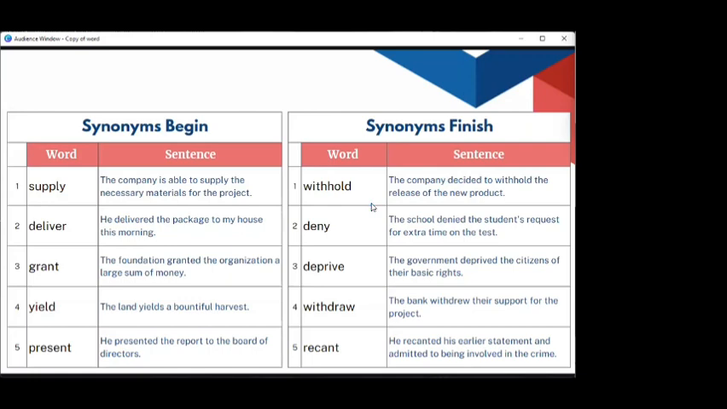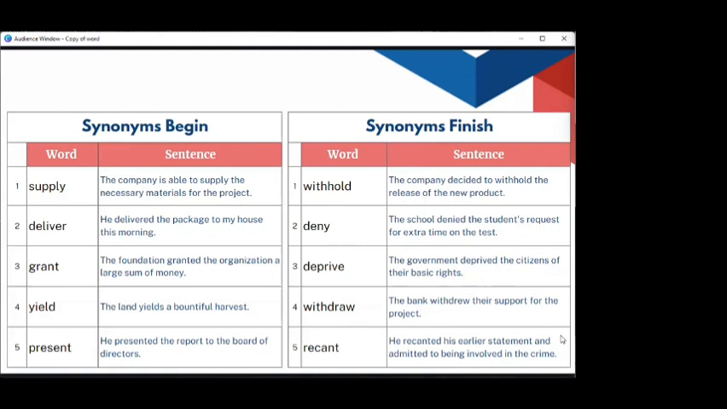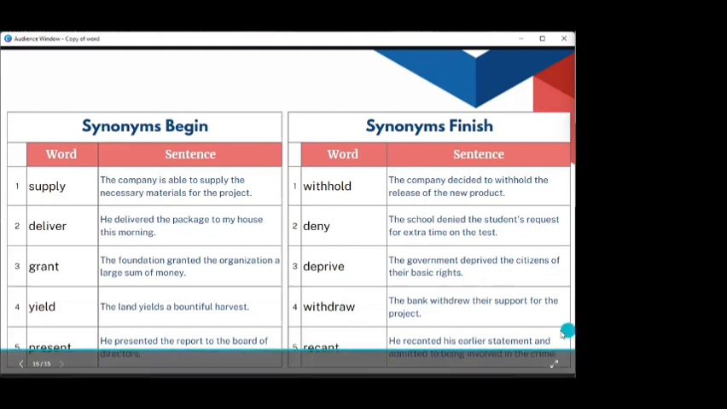Now the antonyms would be withhold. The company decided to withhold the release of the new product. Deny. The school denied the students' request for extra time on the test. Deprive. The government deprived the citizens of their basic rights. Withdraw. The bank withdrew, that's the opposite of provide, its support for the project. Recant. He recanted his earlier statement and admitted to being involved in the crime.